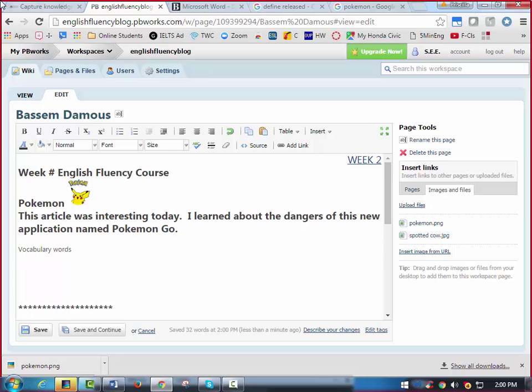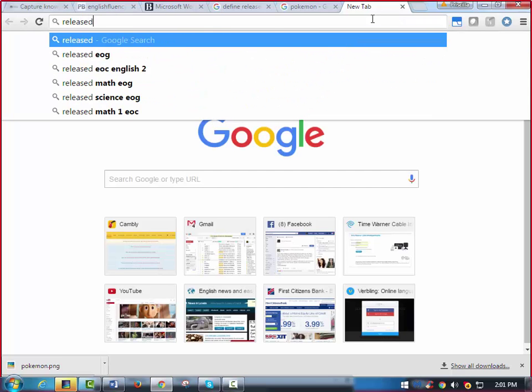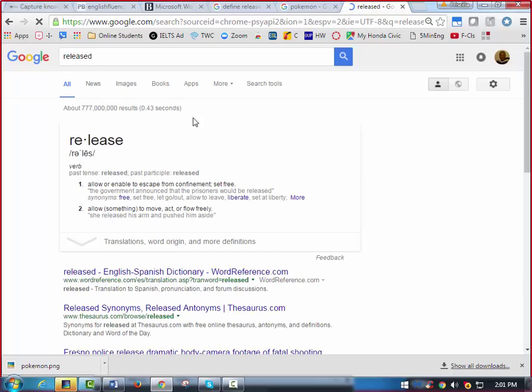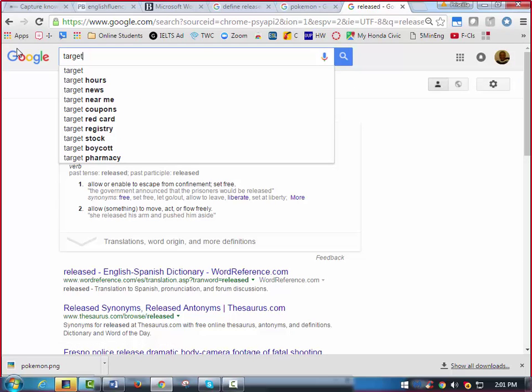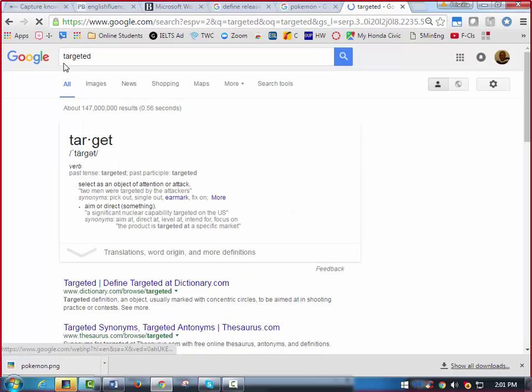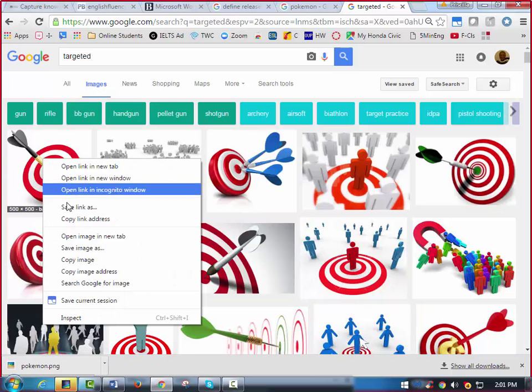And anything else that you want, vocabulary words learned today. What were some of the words that we put in our study stack? What was that word that gave you difficulty in saying? Release. What was that word that gave you some difficulty in saying? Do you remember? Targeted. Okay. Targeted. So T-A-R-G-E-T. Okay, I'm going to put in targeted just so that I can remember.